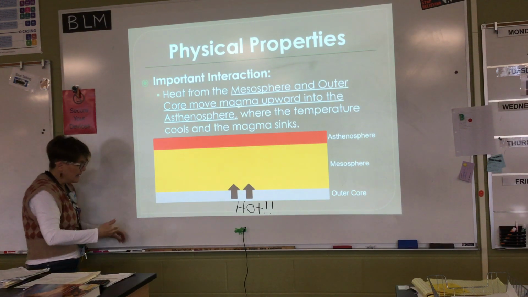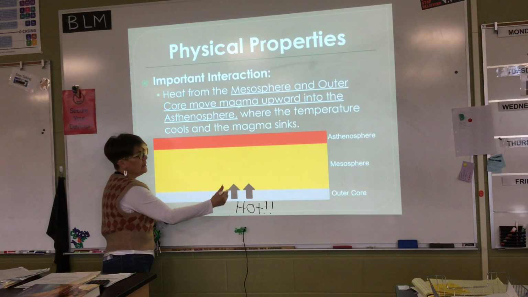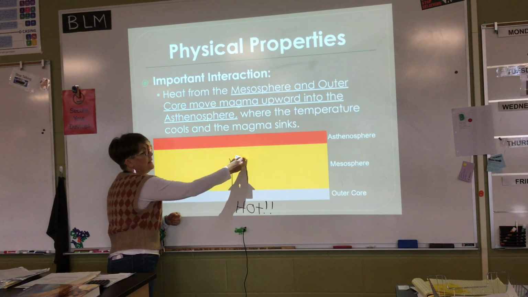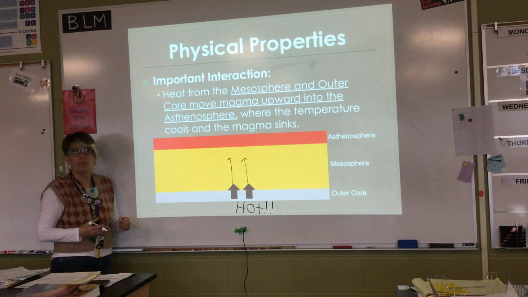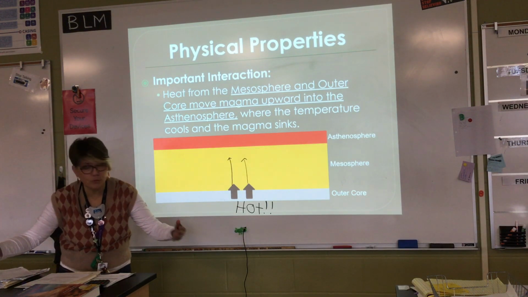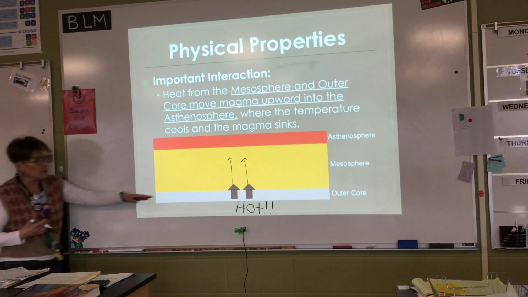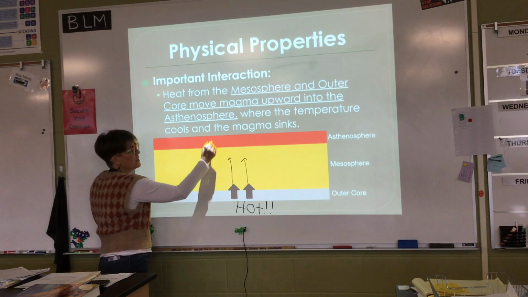So in this case, if this is magma and it's super hot down by the core, this magma is going to rise up and away from the core. Now, the farther away from the source of heat, what happens to temperature? It cools down. It's like if you're right next to a campfire, it's hot. But if you move away from the campfire, the temperature drops. That's what happens to the magma. The farther the magma goes away from the heat source, it begins to cool.